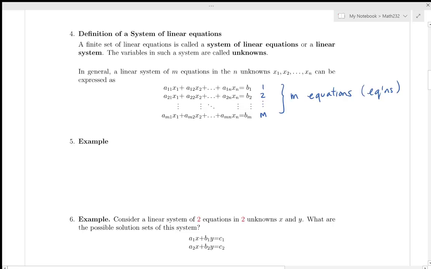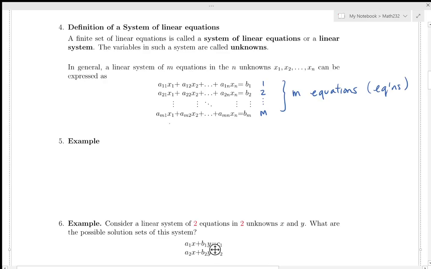Okay, each one of these equations has n unknowns. So these are the things that are not known, the variables, x1, x2, xn, etc. So these are n unknowns.